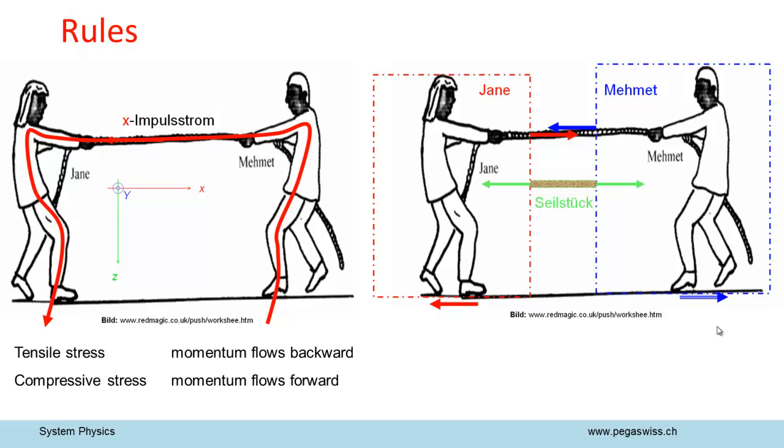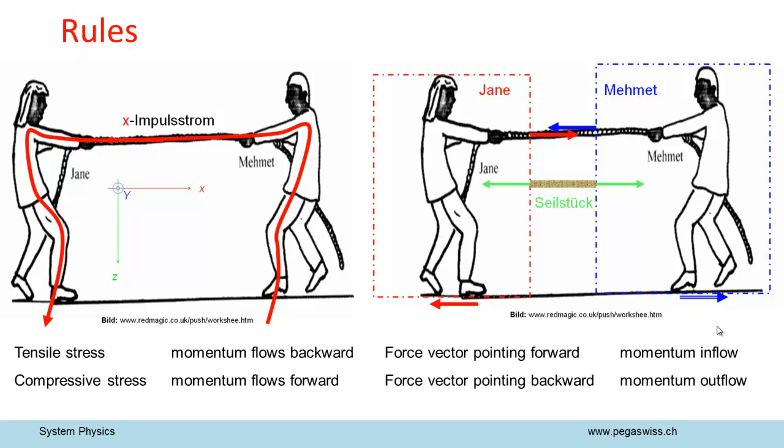Let us now formulate the second rule with reverse causality. Force vector pointing forward means momentum inflow. Force vector pointing backward means momentum outflow. This rule is valid for all three force components, that is, for all three momentum currents.